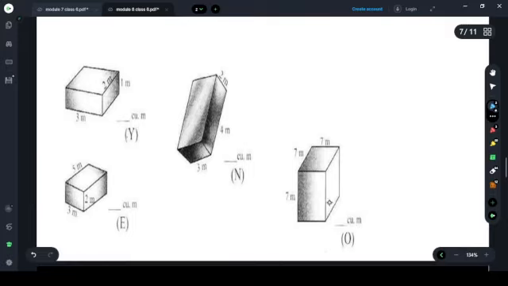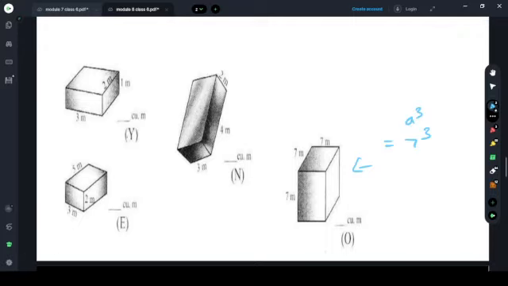And this also we will see, this one. This is a cube. Okay, so what is this? The volume of a cube is A cube or H cube. So 7 raised to 3. What is the cube of 7? 7 into 7 is 49, into 7 equals 343 centimeter cube.